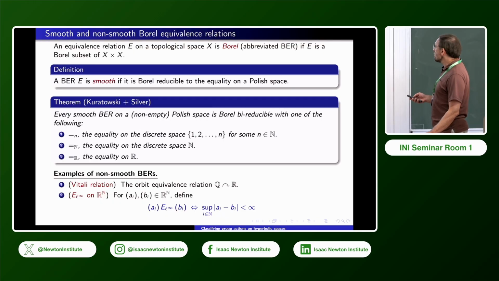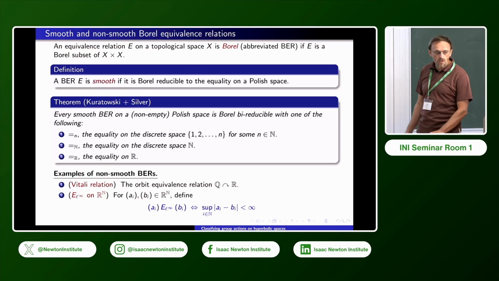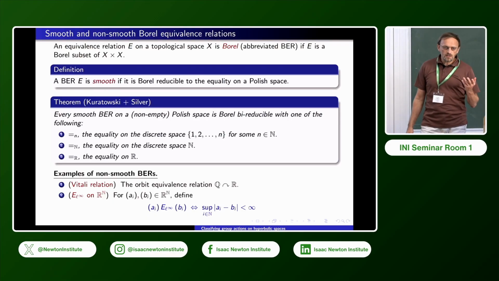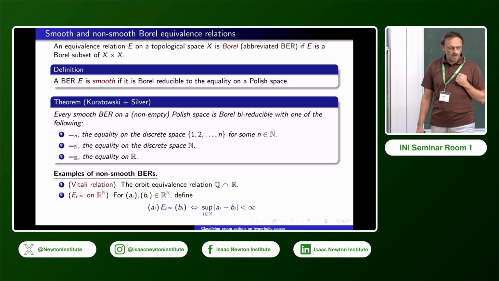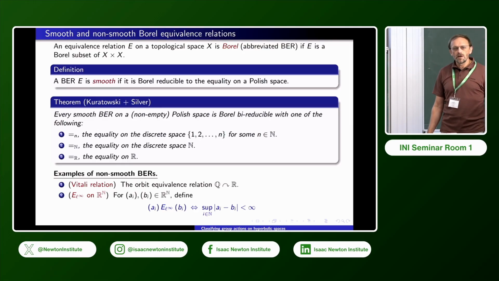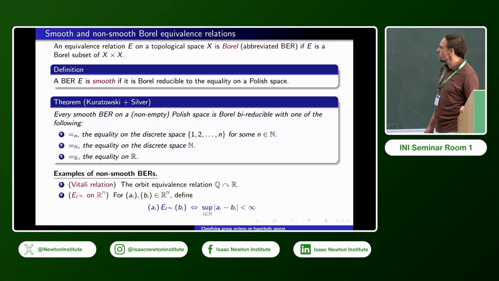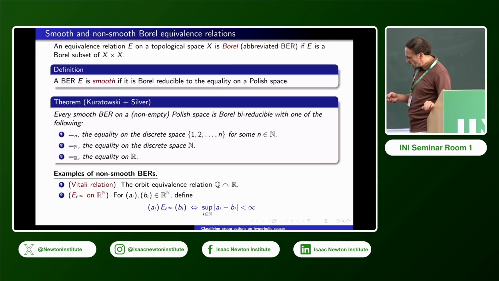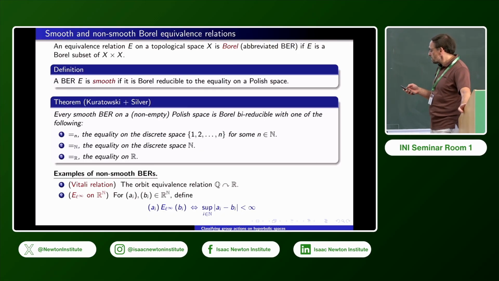A particular example of this is the familiar Vitali relation, which is the orbit equivalence relation of the standard action of Q on R. The fact that this is not smooth is a very easy consequence of the Baire category theorem. So you can think of this as an exercise. The proof is just a few lines.